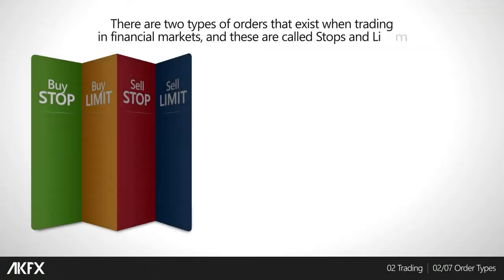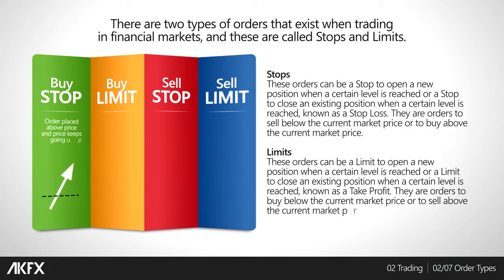There are two types of orders that exist when trading financial markets. These are called stops and limits.